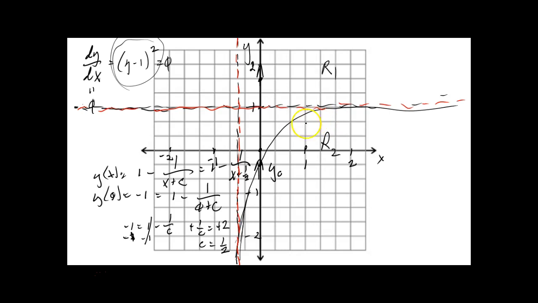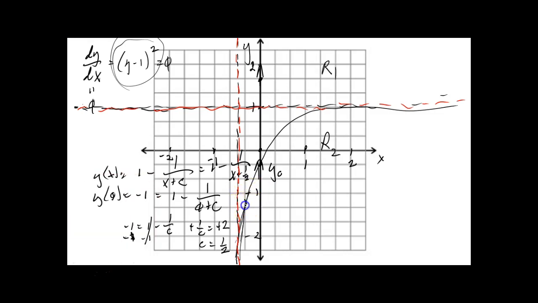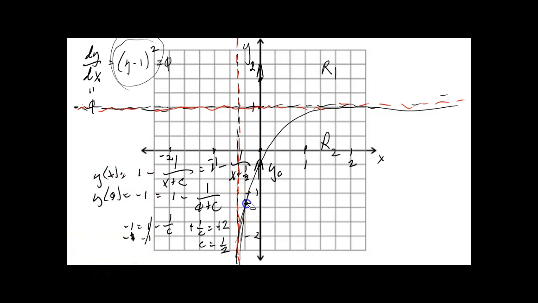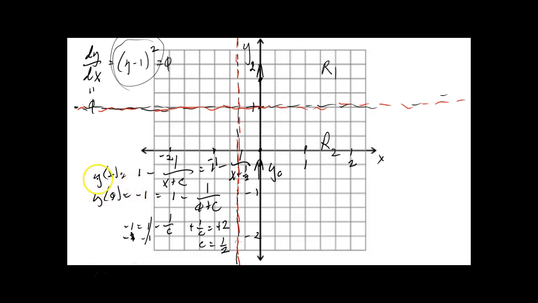So this is the curve we're on then. Oh no, we don't show that either. We know that y of 0 is negative 1. So that changes my curve here. Oh, my eraser's not working. There it goes. Okay. So they just told us this one, that y of 0 is negative 1.